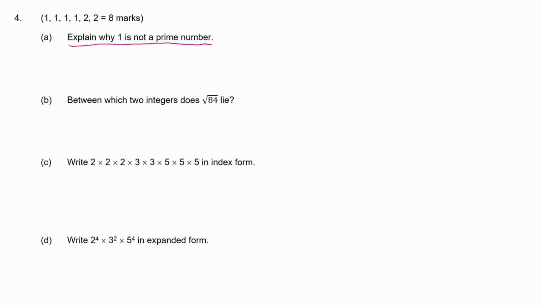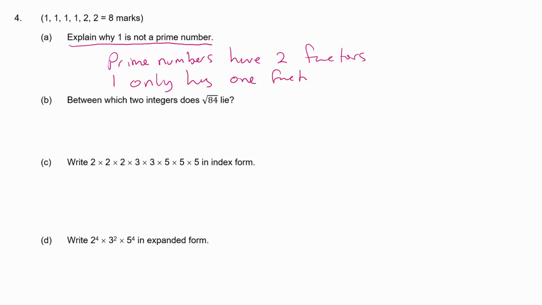Explain why 1 is not a prime factor. We've been over this many, many times in class. Prime numbers have two factors. You should know that these are 1, which is a factor of every number, and itself. 1 only has one factor.